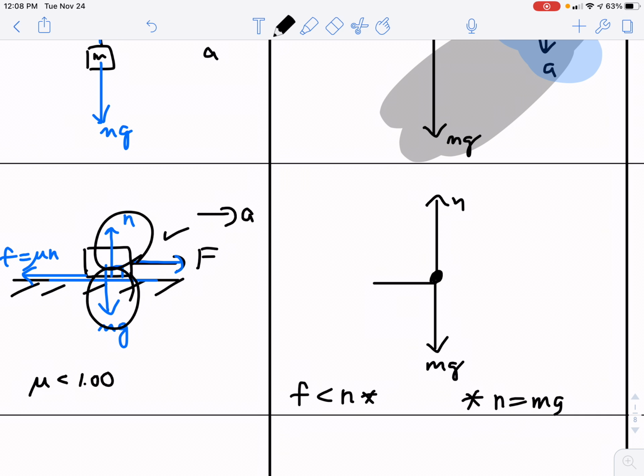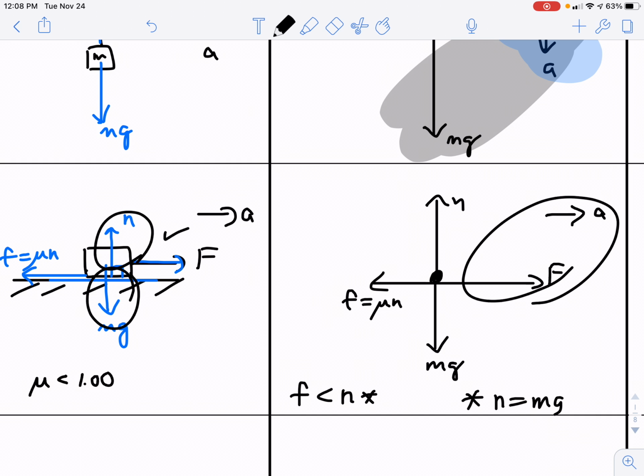So we draw the friction, equals mu times normal force. We're just drawing it shorter than normal force. And since we're accelerating to the right, we're going to draw the applied force longer, to match the fact that the applied force is the causing force of the acceleration. Therefore, it should be drawn longer.